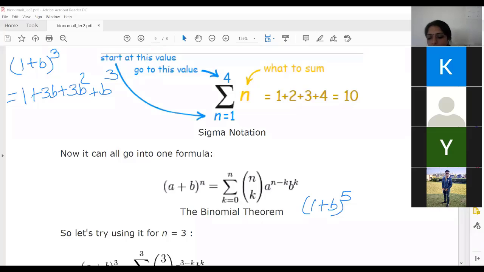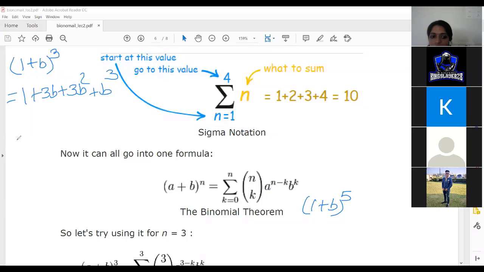Perfect. Thank you, Abhi. Students, here our first term is 1, so the power of the first term stays the same, and the power of b is increasing. So from the first term 1, then b, b square, b cube, b raised to 4 and b raised to 5.